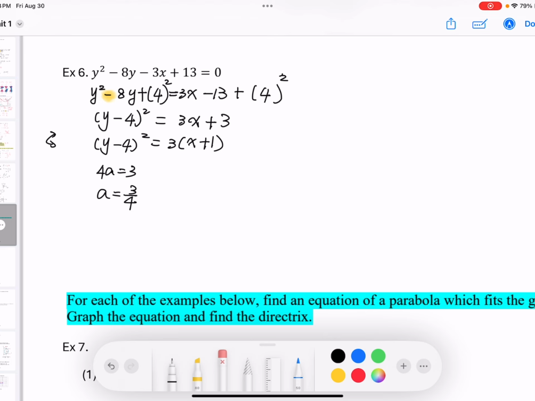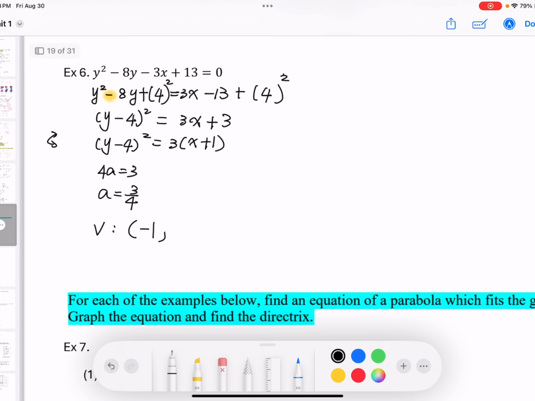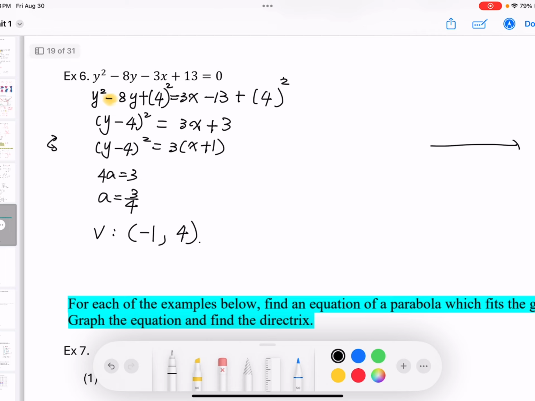And what is the vertex? Vertex is (h, k). What is the h with the x? -1. What is the k with the y? Positive 4. So we have the vertex, and we can make a sketch. Where is the vertex? (-1, 4). And then open to the right.